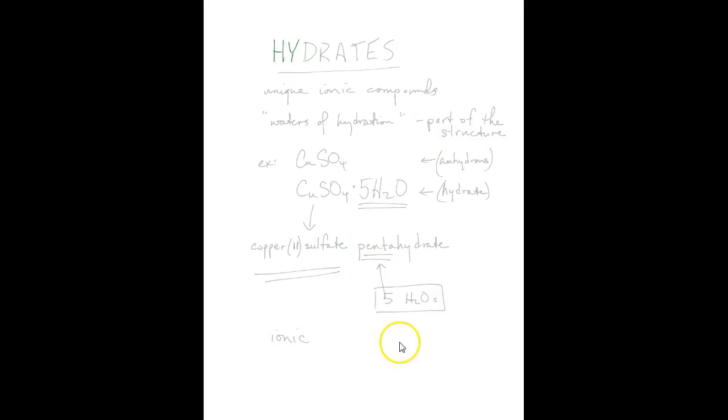Okay, the last thing to talk about in our little series of naming compounds is hydrates. Hydrates are kind of unique ionic compounds. They're unique because in addition to the cation and the anion, we also have what we call waters of hydration, and these are water molecules that are part of the crystal structure.